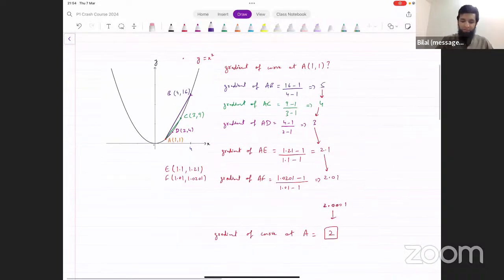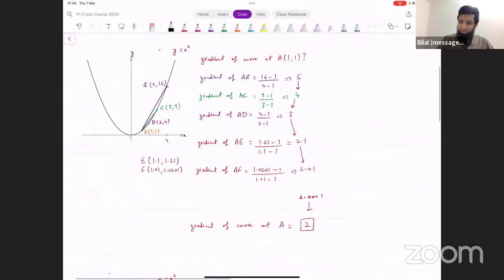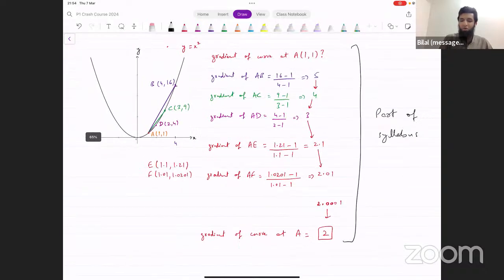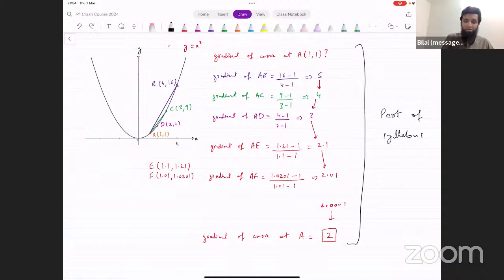Now, this process that we have done here, you have to know this. This is part of your syllabus. Sometimes they ask you to find all of these different gradients that we have calculated here, and then use that pattern to estimate this value. Okay.